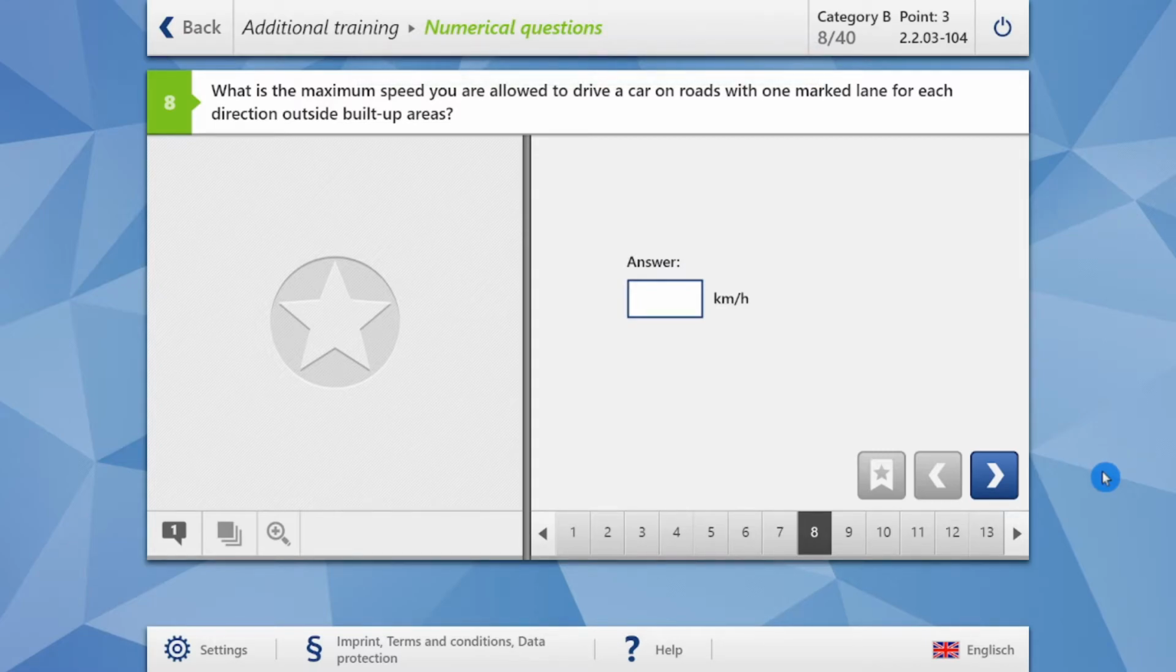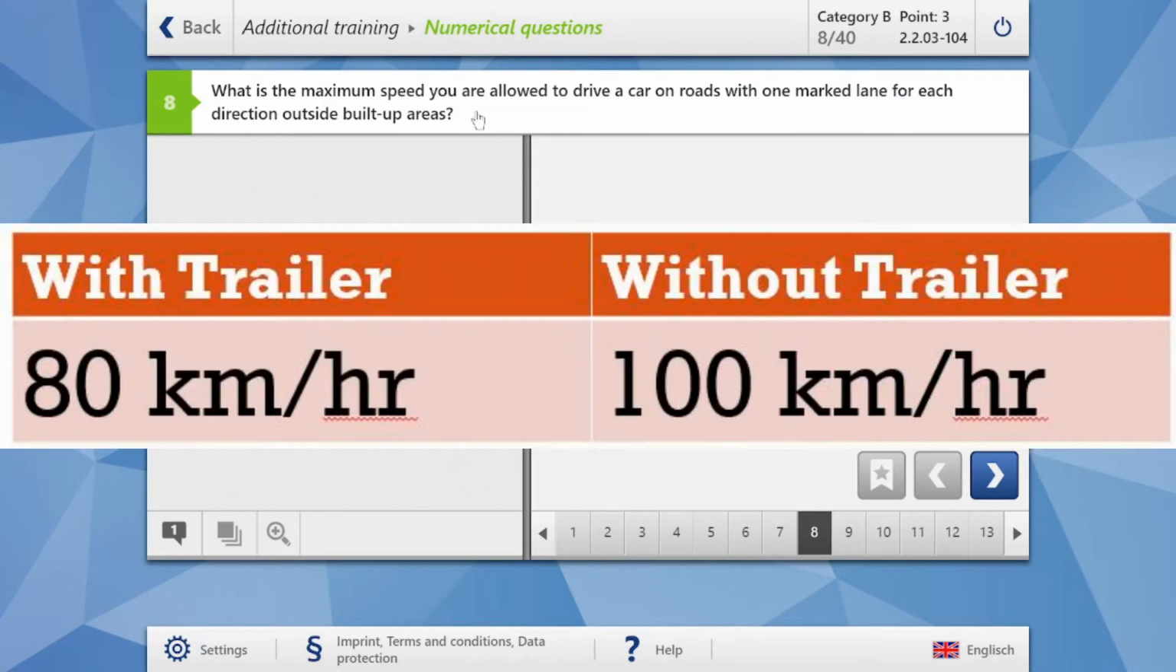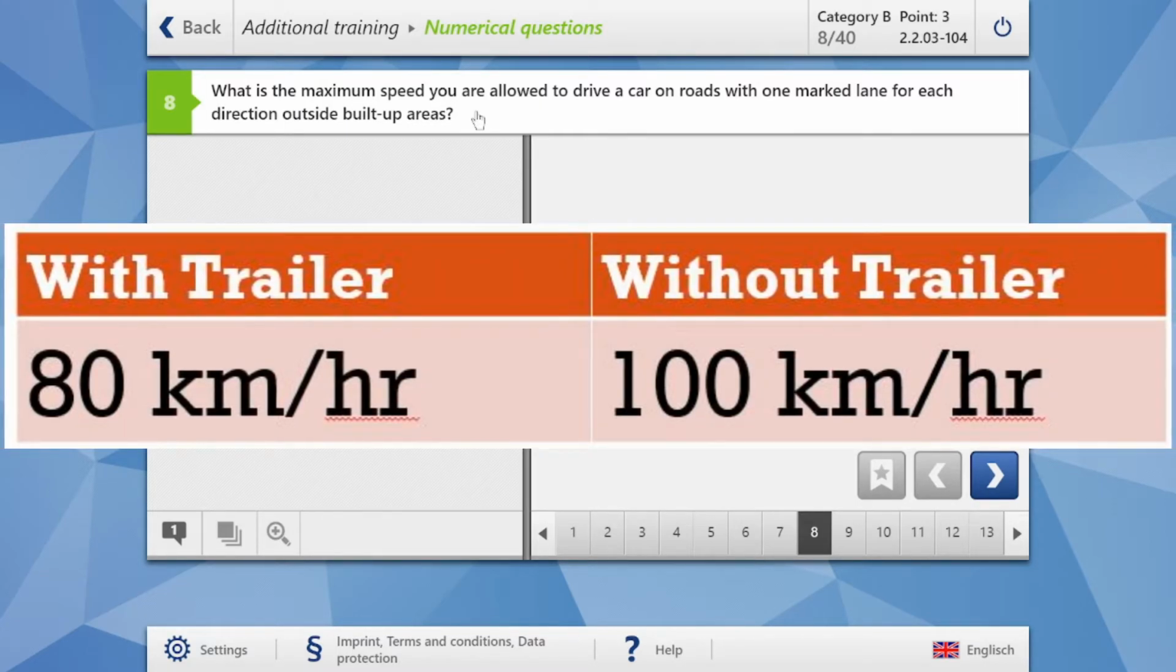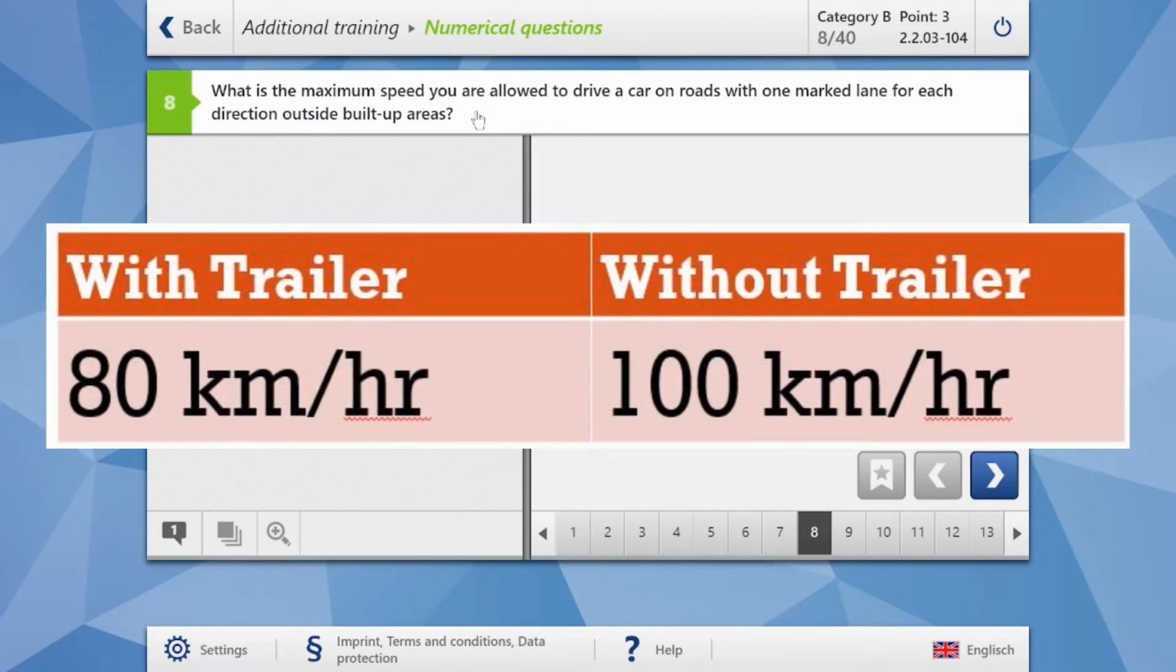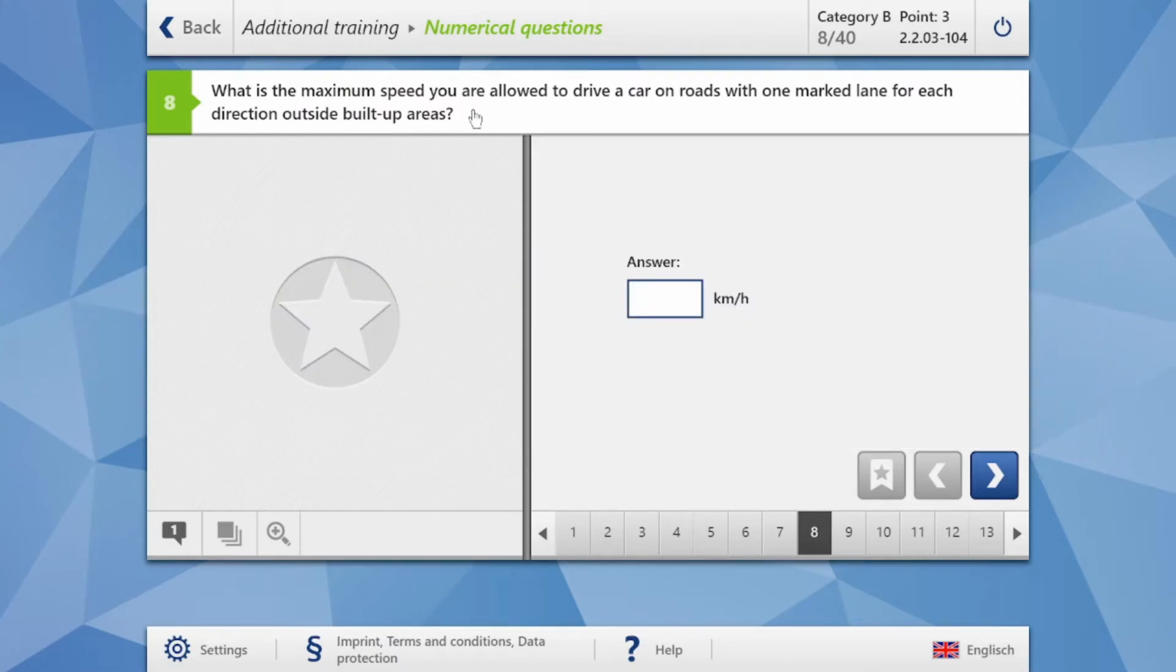Okay, let's look at this question. What is the maximum speed you are allowed to drive a car on roads with one marked lane for each direction outside built-up areas? Remember the tip? If it is with trailer, it is 80 km per hour, and if it is without trailer, it is 100 km per hour. If you notice, this question just talks about a car and there is no mention of trailer. So this is without trailer, and hence the answer is 100 km per hour. Easy, right?